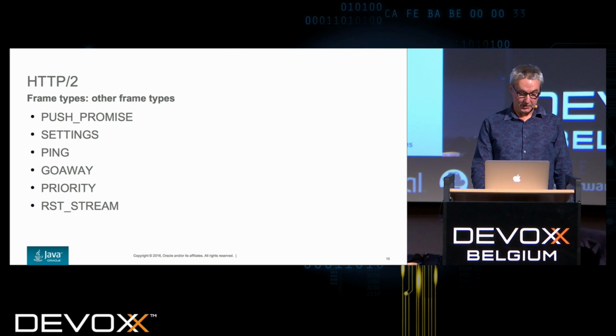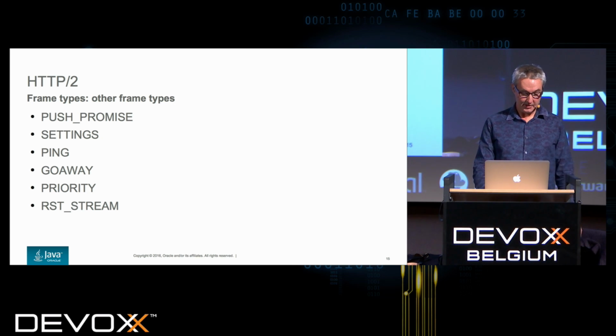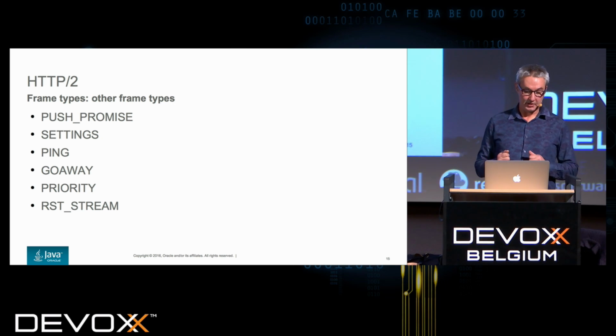So the other frame types, which I won't go into in any detail, except maybe for push promise, are mostly self-explanatory, except maybe settings. Settings frames are exchanged at the beginning of a connection in order to establish parameters such as buffer sizes and flow control window sizes, that kind of thing. But I think the other frame types are probably self-explanatory.